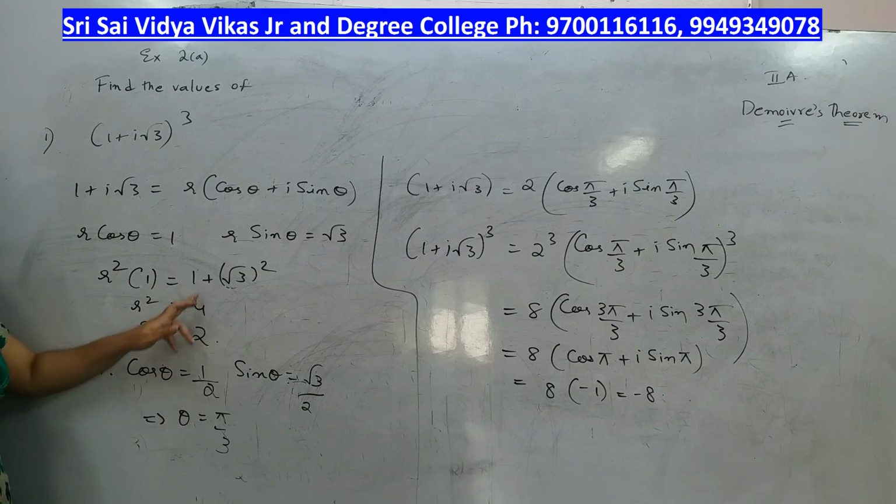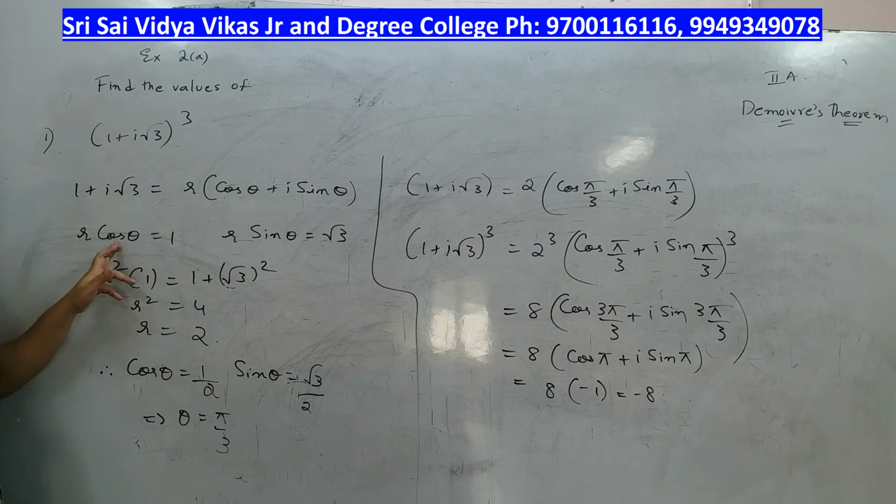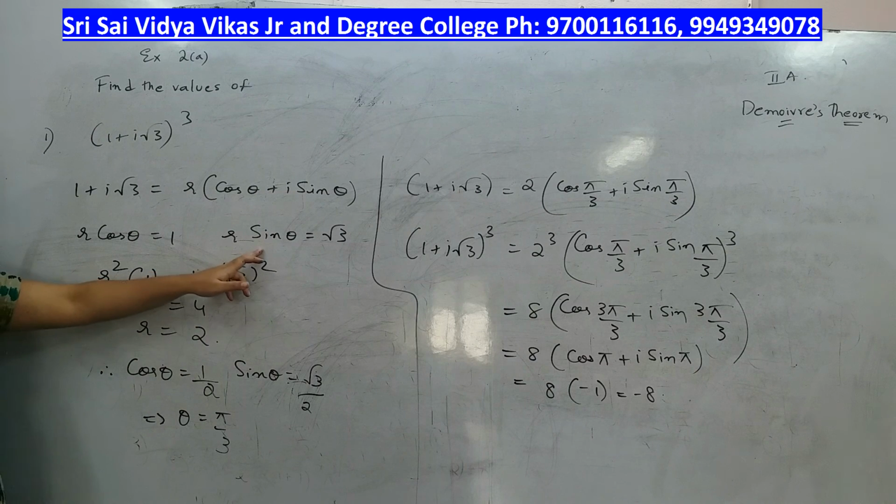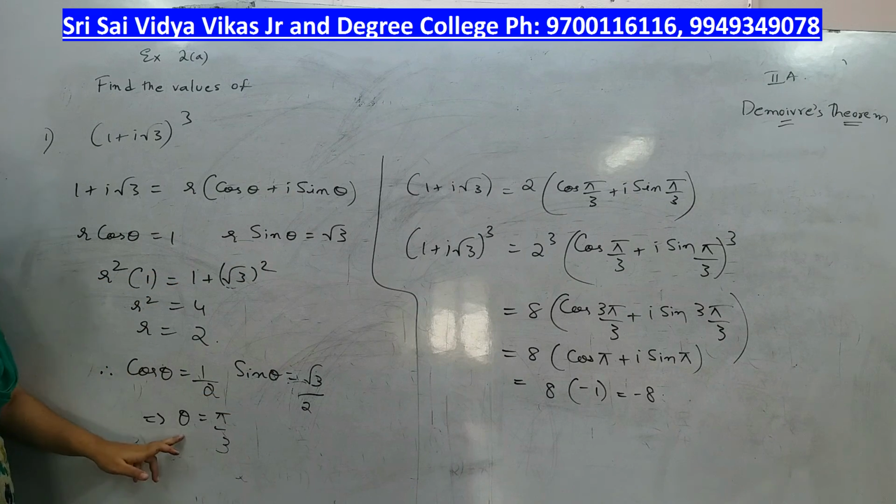So 1 plus 3 here, that is 4. r is equal to 2. You got the value of r. So cos theta is equal to 1 by 2, sin theta is equal to root 3 by 2. That means theta is equal to pi by 3, which is 60.